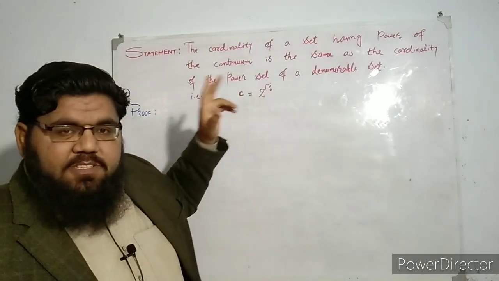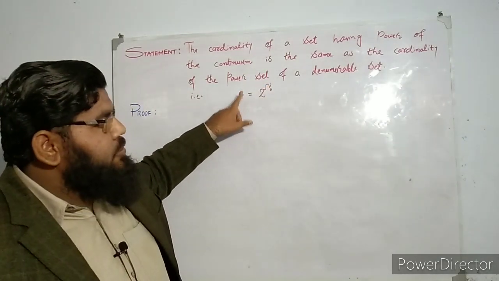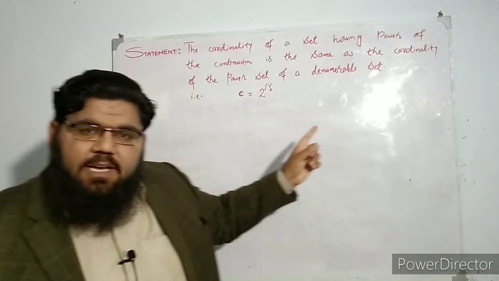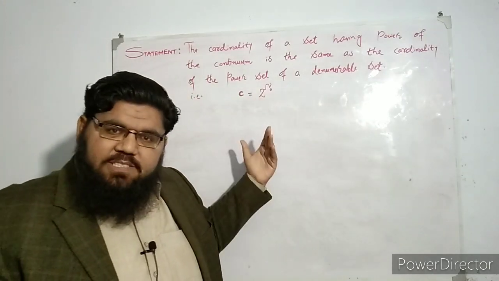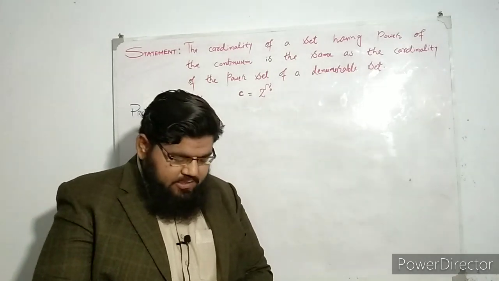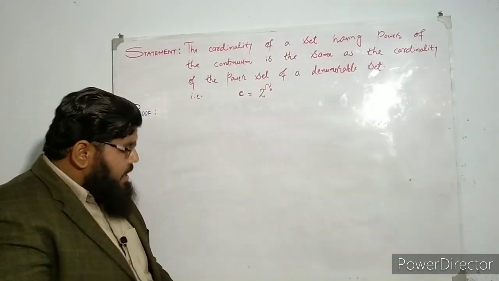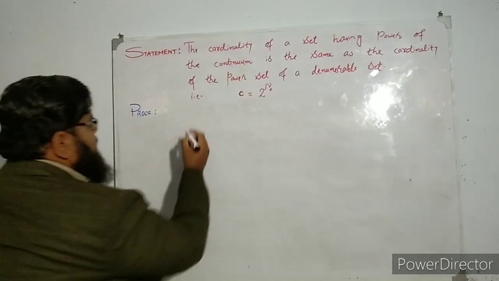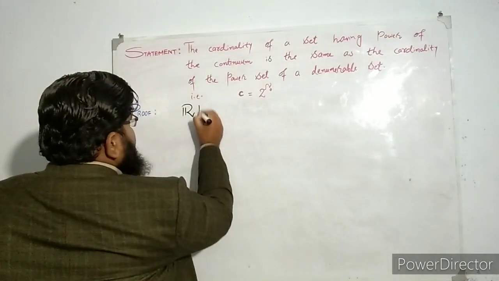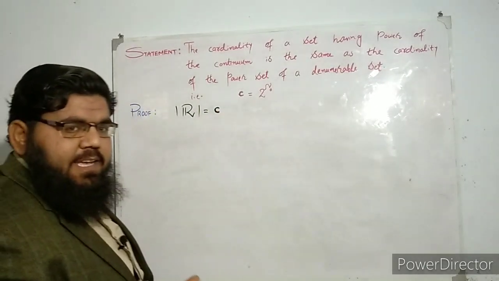And you know very well that if a set has the power of the continuum, its cardinality is denoted by C. And the denumerable set has the cardinality alpha naught, and if you take the cardinality of its power set, that will be 2 to the power alpha naught. So now we are going to prove this statement, and first of all we will consider two sets which are very well known to you. One of them is the set of reals, which has the power of the continuum, so its cardinality is C.